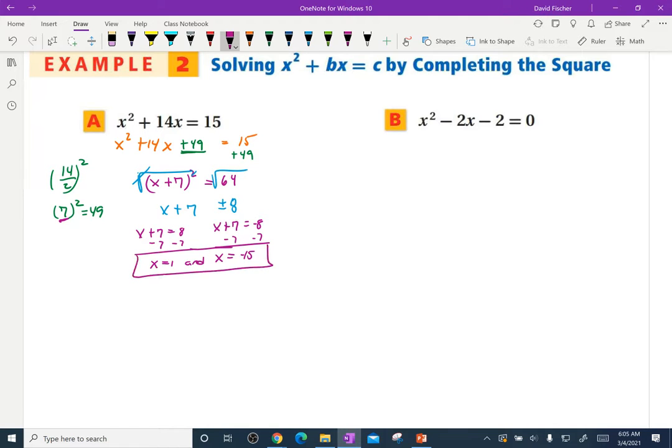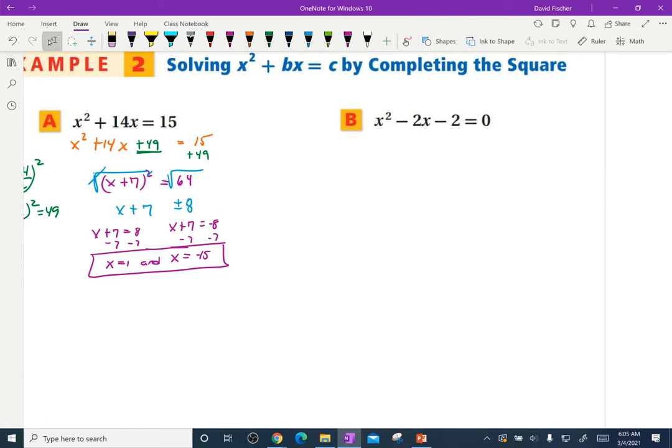So my two roots are 1 and negative 15. Okay, a lot of busy work. Think back to the beginning of the year when we were having trouble just isolating a variable, doing the steps, and now look at us.